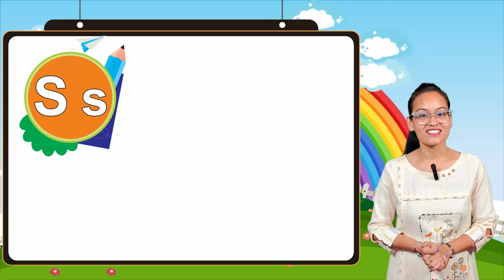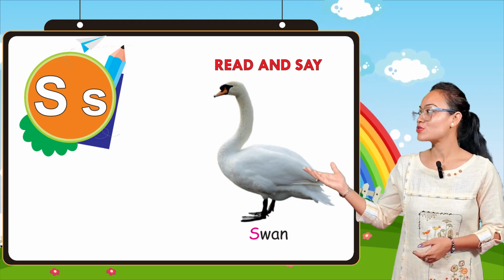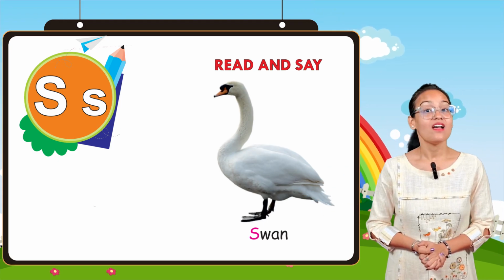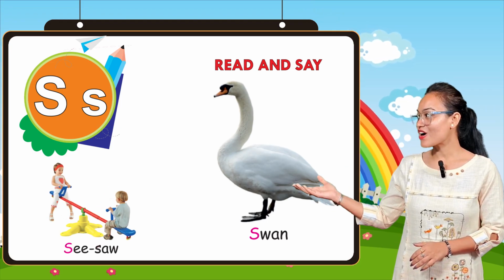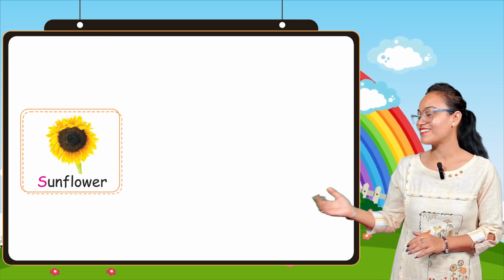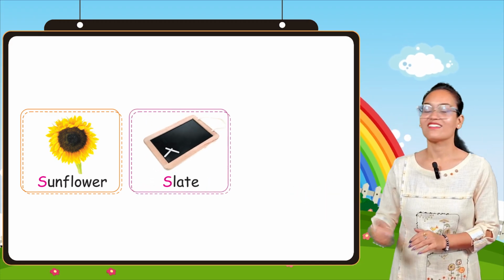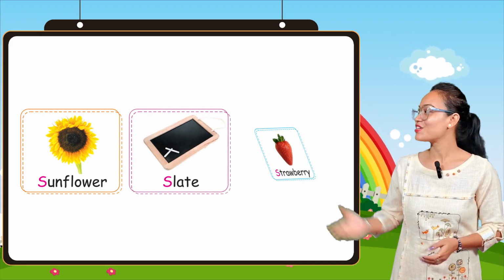Alphabet S. Capital S, small s. S for swan, S for seesaw, S for sunflower, S for slate, and S for strawberry.